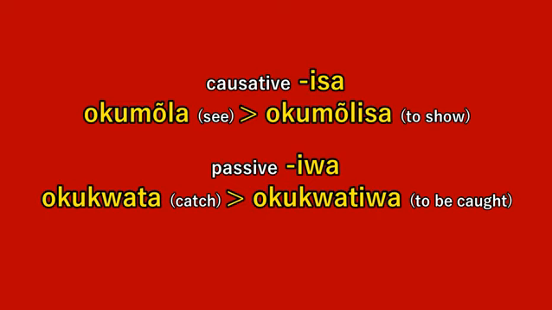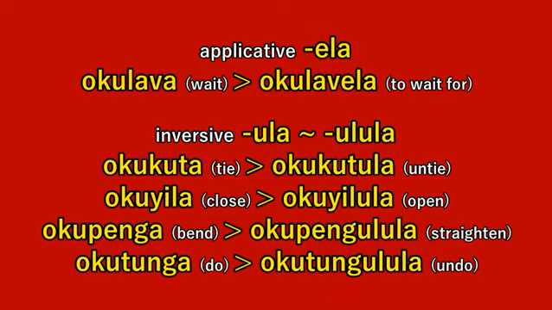suffixes. Causative suffix, for example, okumona, is to see. Okumoniza is to make someone see. That's the causative suffix. To make someone see, okumoniza is therefore the verb to show. A passive suffix. Okukwata, to grab. Okukwatiwa, to be grabbed. An applicative suffix that makes the object of the verb have the meaning of to, for. Okulava, to wait. Okulavela, to wait for.